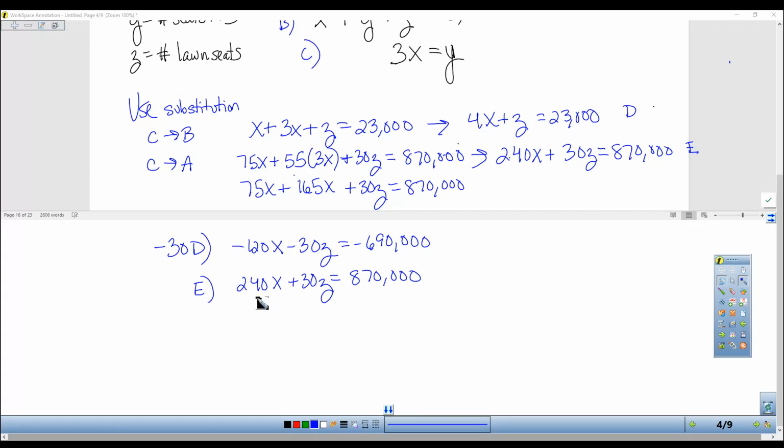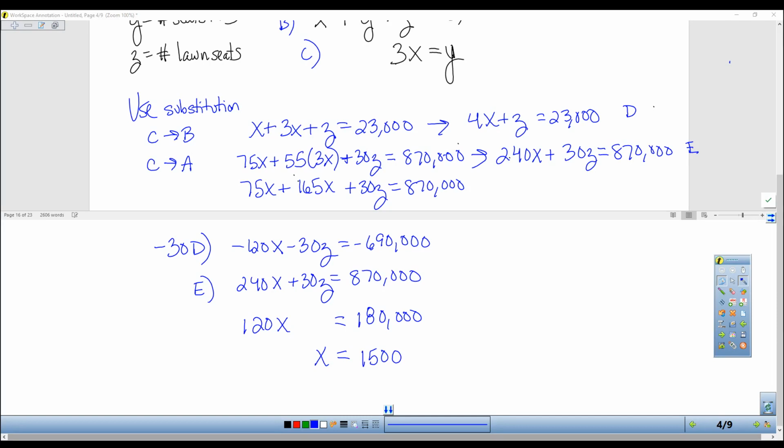So the z's cancel, and this becomes 120x is equal to, let me do this math here real quick, 180,000. Divide both sides by 120, and x is equal to 1,500. That's how many seats are in section A.